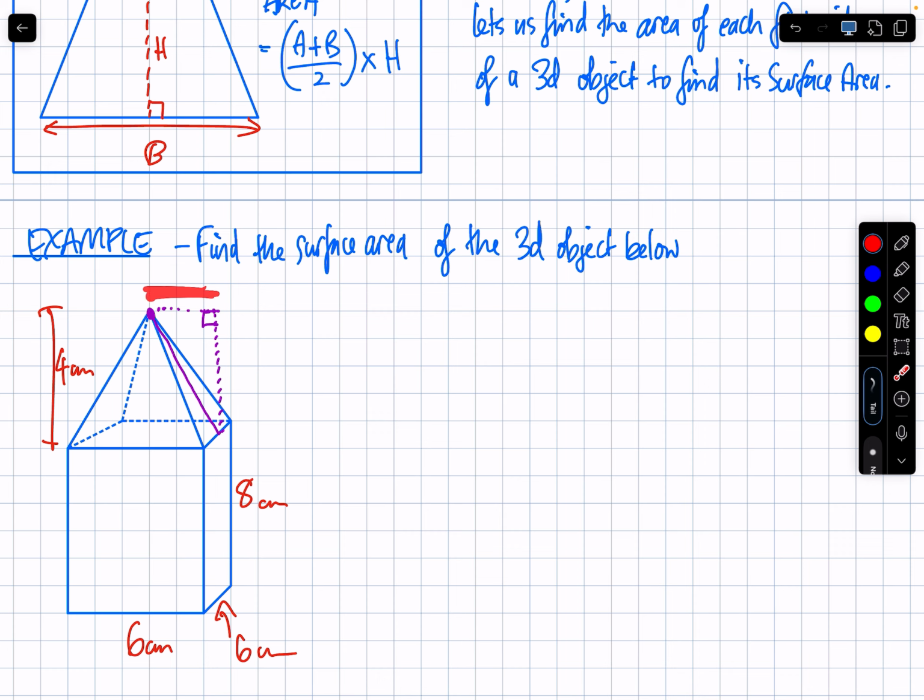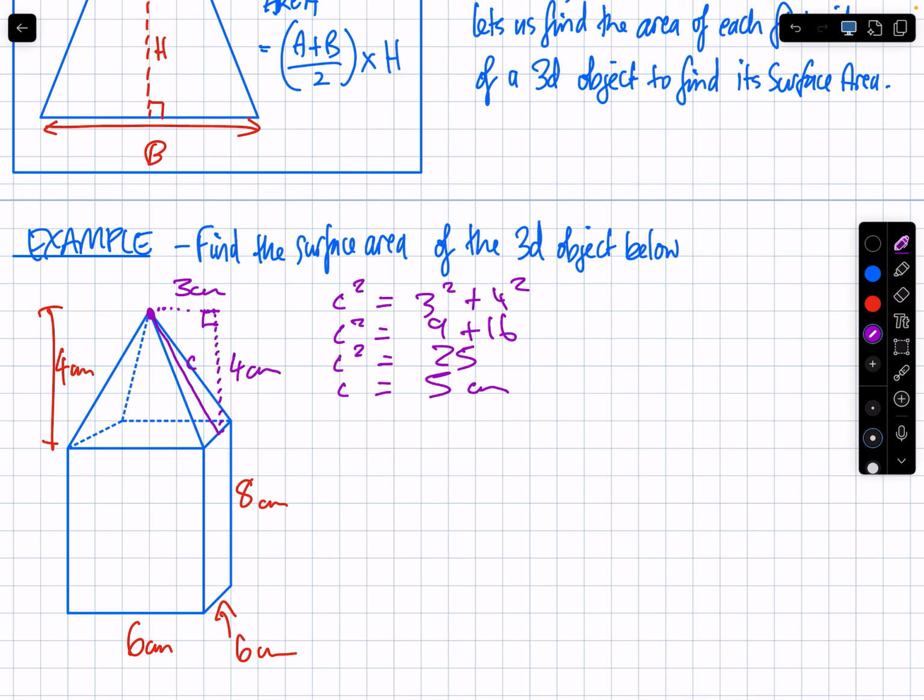How long would this side be? Based on the information I have on the diagram, and assuming everything is straight, up and down, how long would that be? Would it be 3 centimeters? Yeah. This would be 3, because that is half of the distance all the way across. How tall or how long is this vertical line? 4, because you're given that. Do we have what we need to work out the height of the triangle? So you use Pythagoras. Let's call this C. C squared is equal to 3 squared plus 4 squared. C squared is equal to 9 plus 16. C squared is equal to 25. C is therefore 5 centimeters.